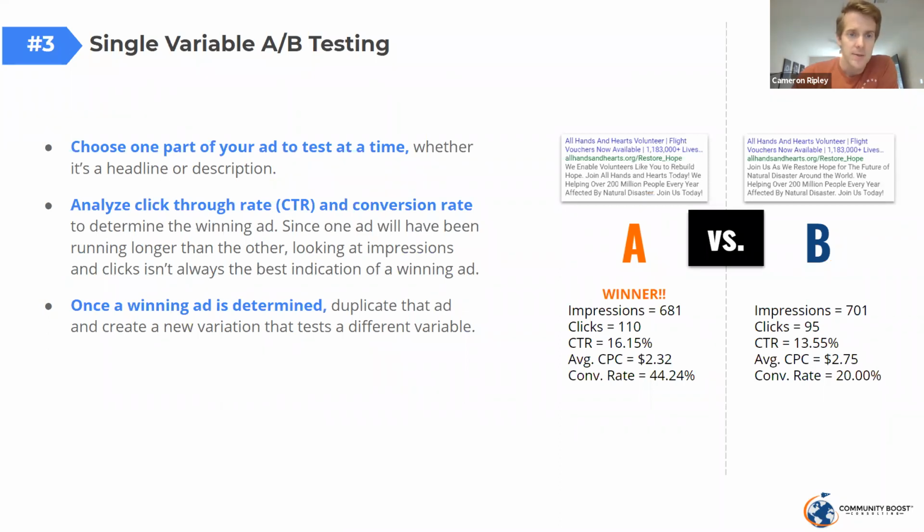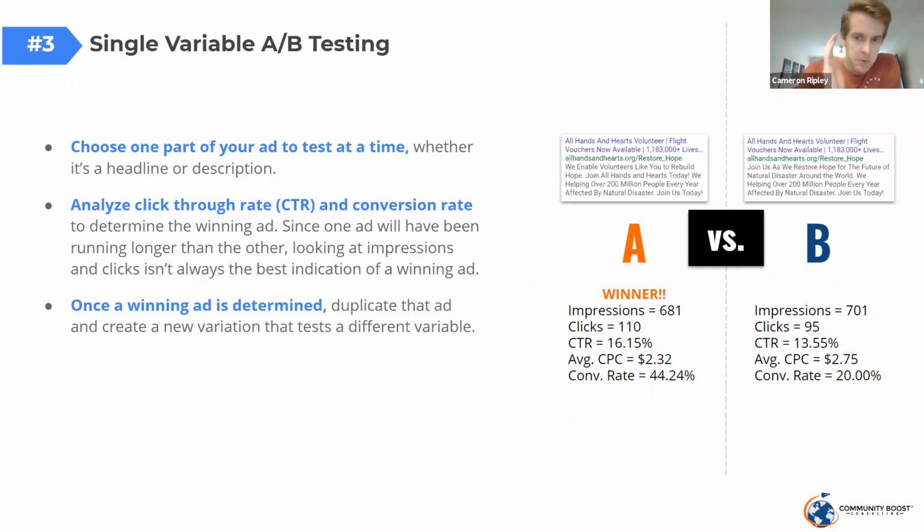Number 3 is single variable A/B testing. So this is when we have 2 ads and we want the full ad to be the same except for one element of that ad, right? And so here we're, let's see, we're testing some of the copy here, right? And where our headline is the same.